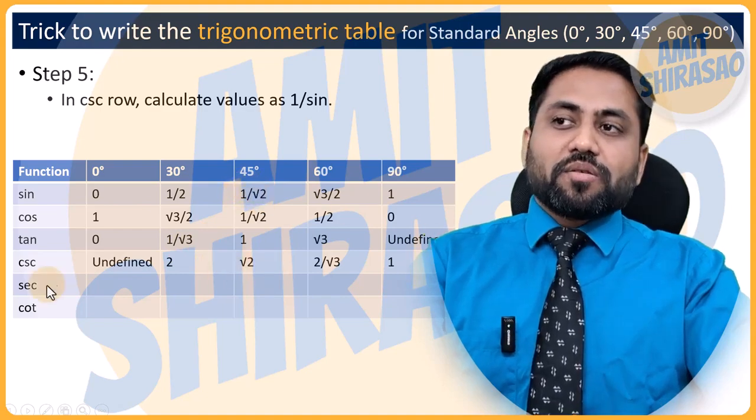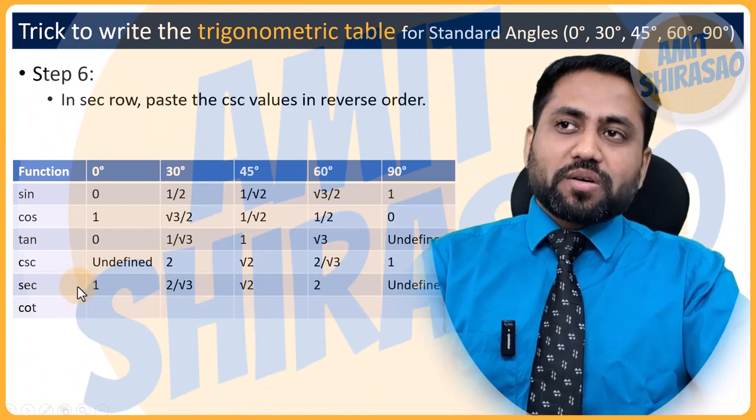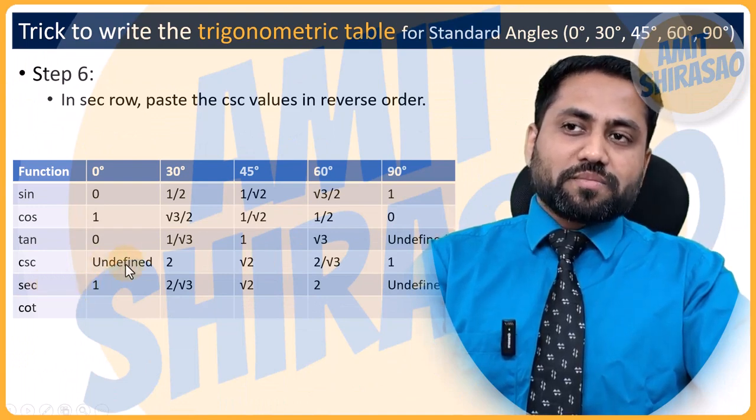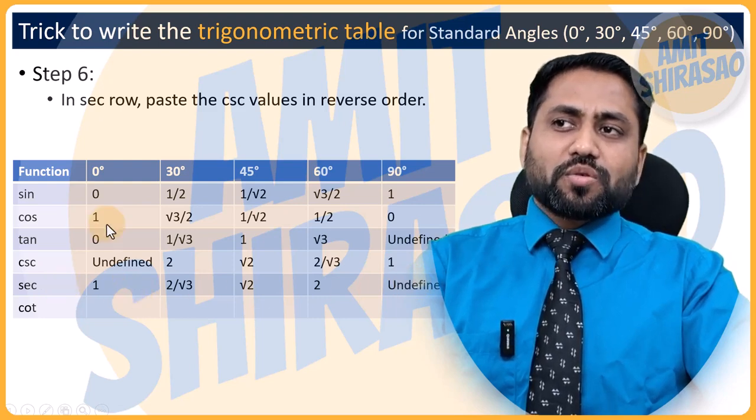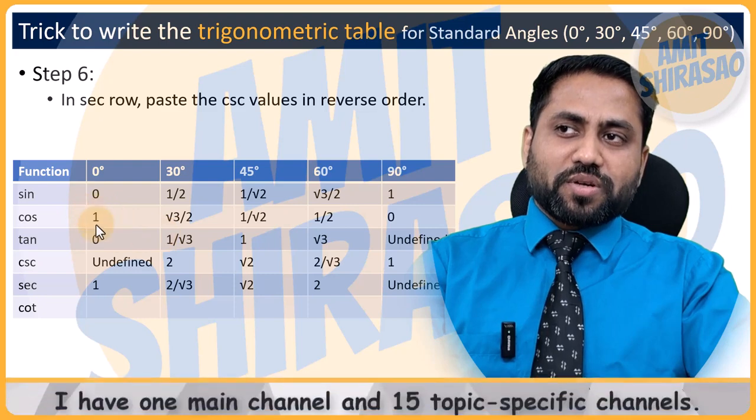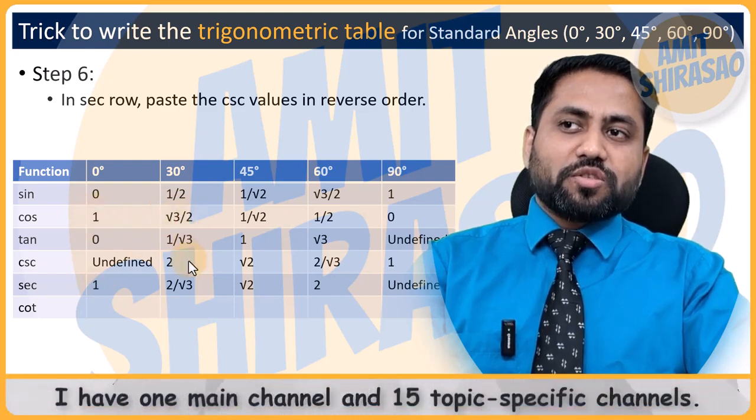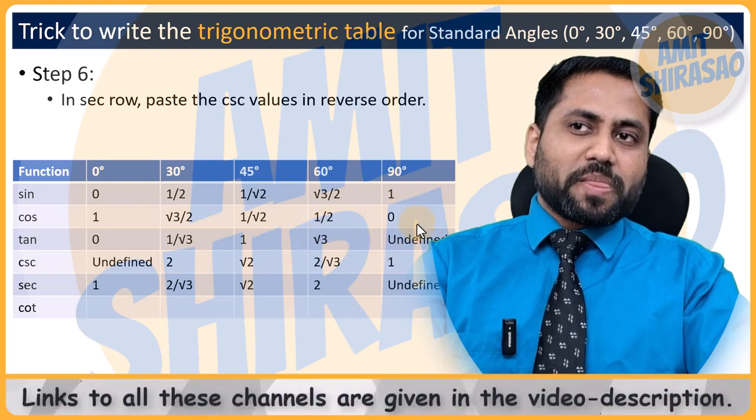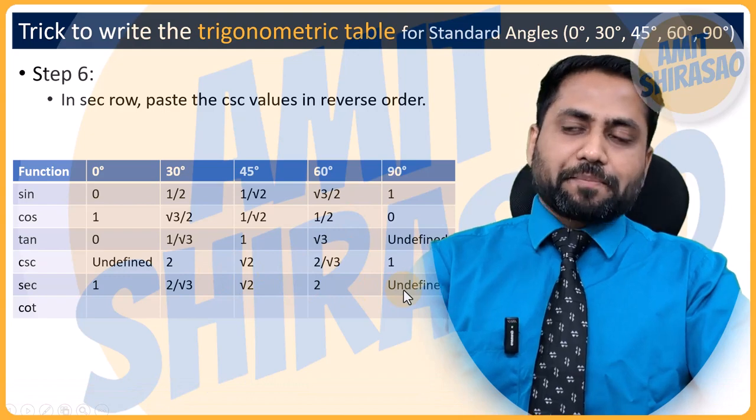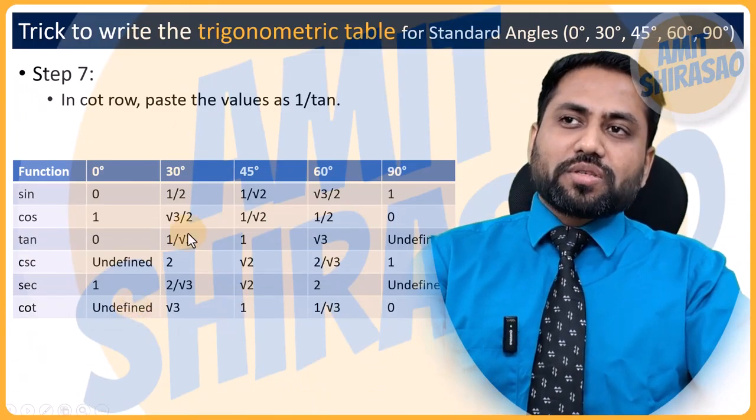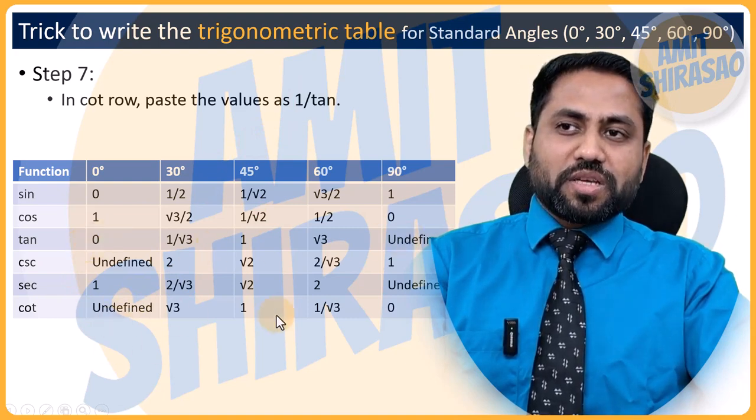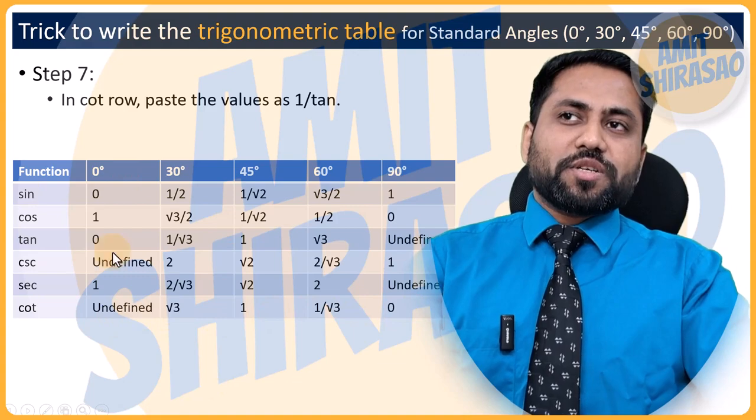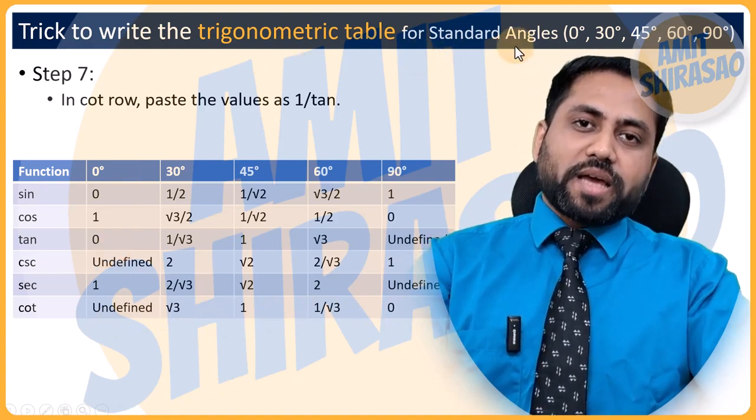For sec, you must have guessed by now, sec is the reverse of cosec. So I'm just writing it in the reverse order. Alternatively, sec is also 1 divided by cos, so you can say 1 divided by 1, 1 divided by root 3 by 2. So just flipping the ratios over here can also give you sec. Okay, and cot, as you know, is 1 divided by tan. So just flip the ratios over here to get this. This is the way you get the trigonometric table for standard angles.